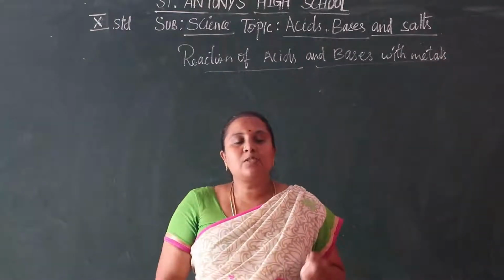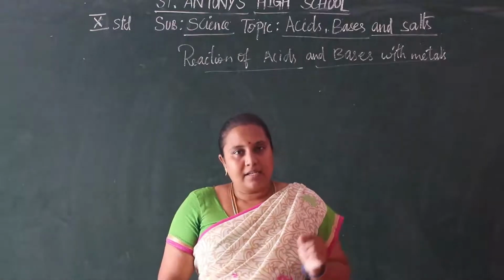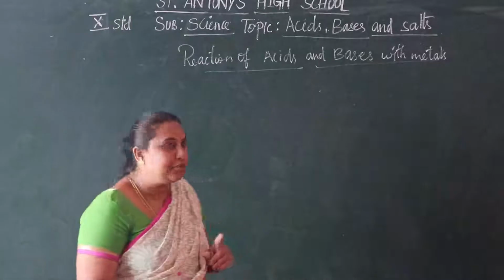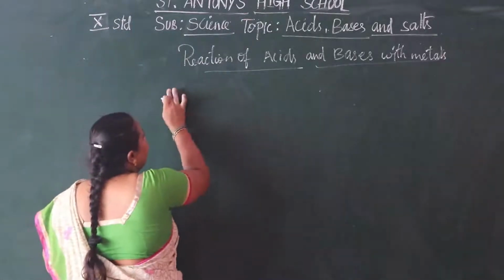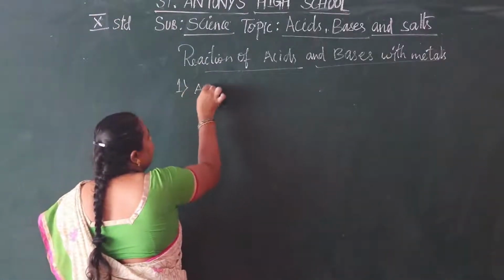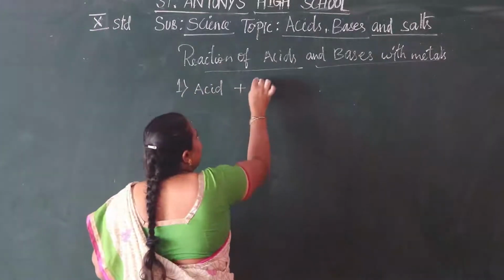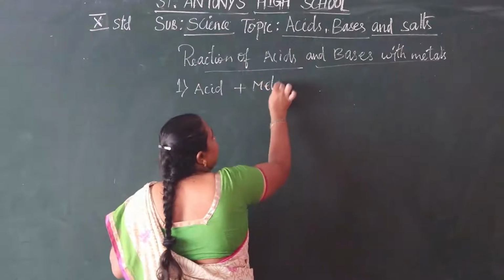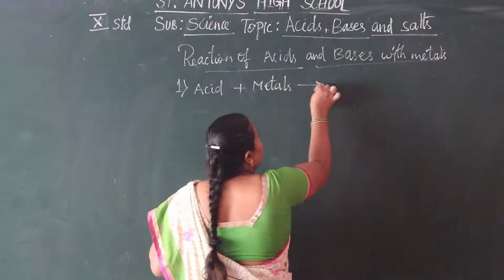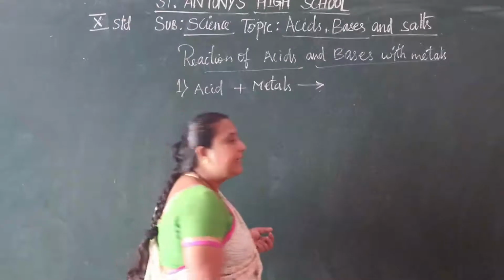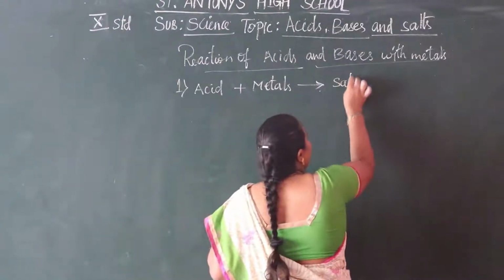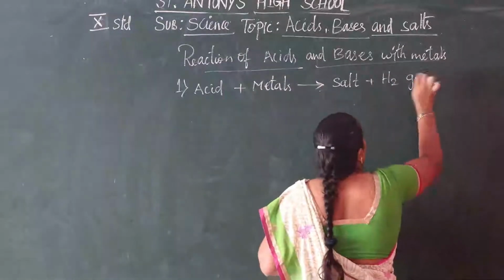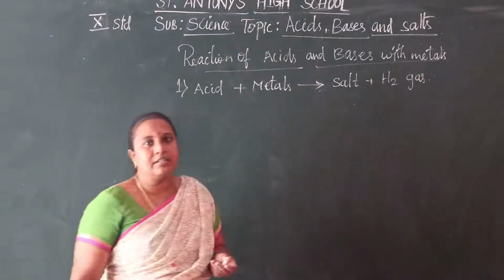Acids react with metals, and it gives salt plus hydrogen gas. See the first thing: acid reacts with metals, and what does it give? It gives salt plus hydrogen gas. You know, H2 is hydrogen gas.